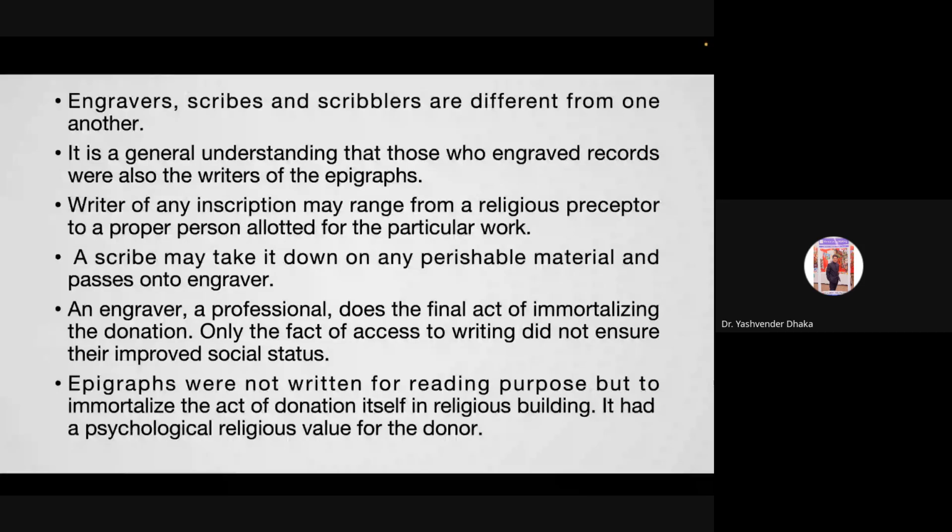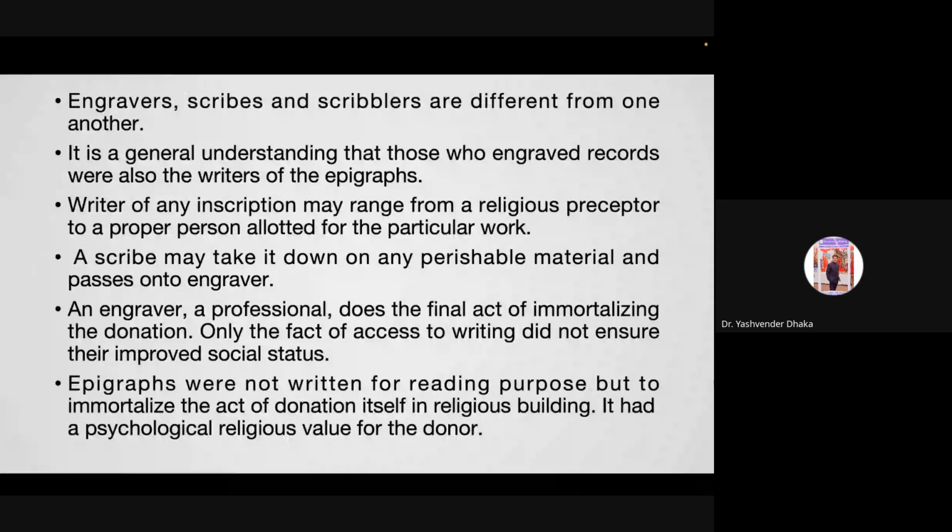Writer of any inscription may range from a religious preceptor to a proper person allotted for particular work. So there might be a senior person who is seeing this, might be a monk. There might be separate religious preceptors of various shakhas, as we have seen in earlier lectures in the case of Mathura Jainism, that we have Koti Gana, then there are different ganas. So in a particular gana, there may be a person who is looking after all these inscriptions, or there may be one person who is looking after all the inscriptions donated in Jainism.